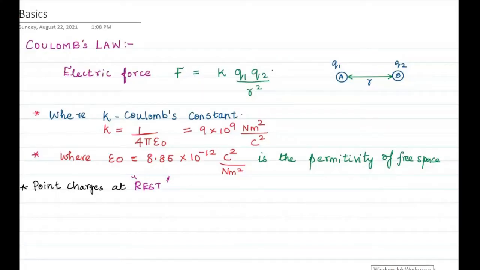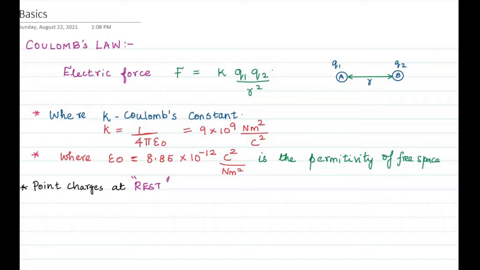Today we'll discuss Coulomb's law. Coulomb states that the force between any two charges is equal to K into Q1 into Q2 by R square, where K is the Coulomb's constant, Q1, Q2 are the charges of the two bodies, and R is the distance between the two bodies. So the force between the two charged bodies will be equal to the product of their charges multiplied with Coulomb constant divided by the square of the distance between them.